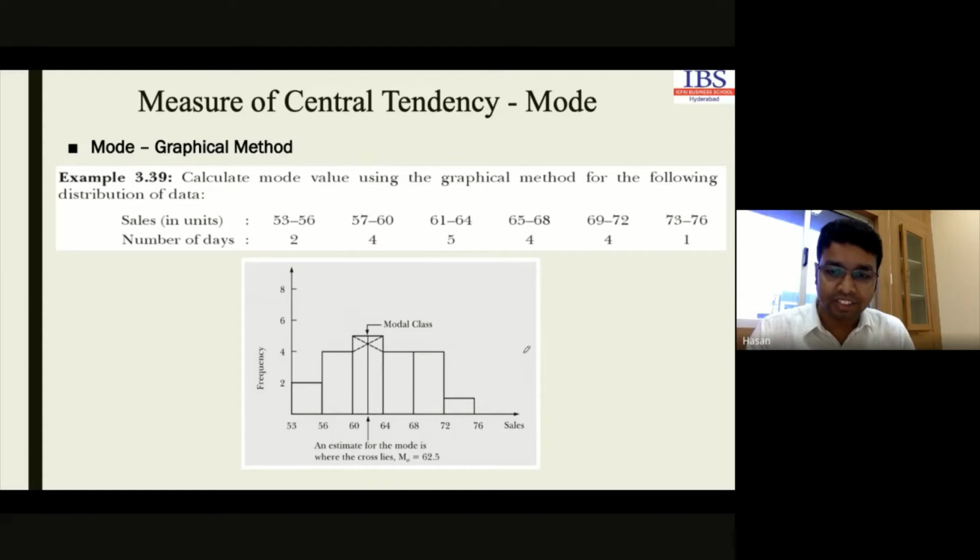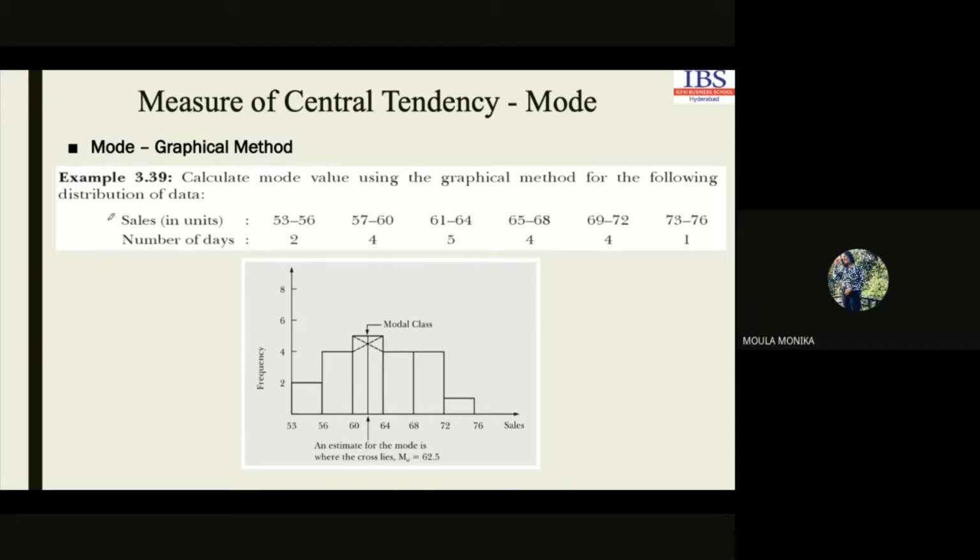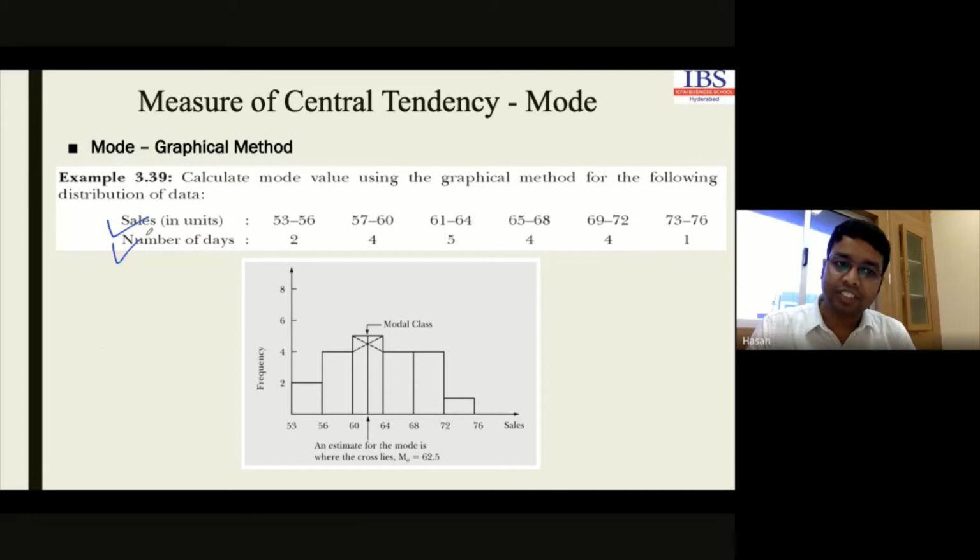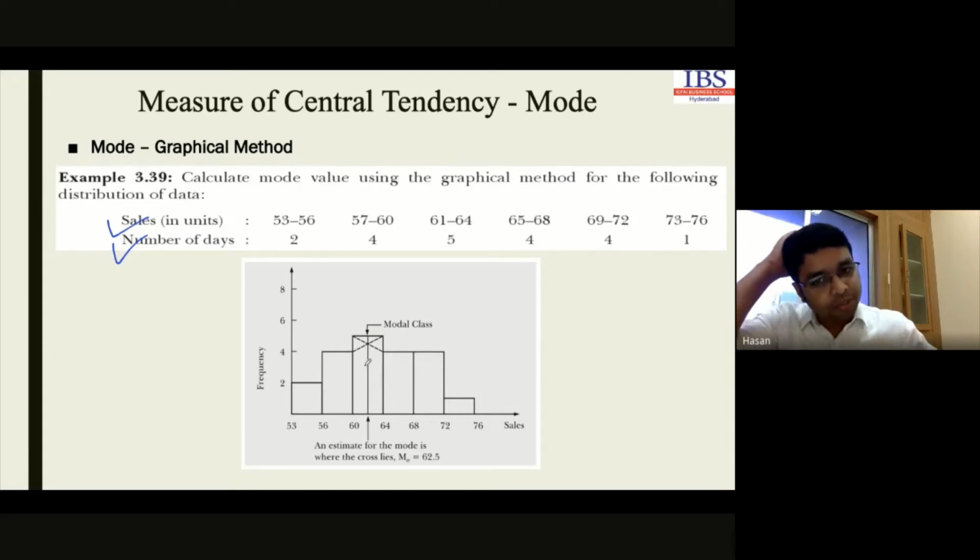Can you identify this one, guys? Are you getting my point? What I am trying to say? Yes, we can. We have this data set and we have just drawn the histogram here. Okay. What next do we have to do to calculate the mode value from the graph?